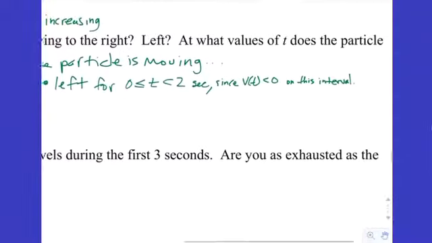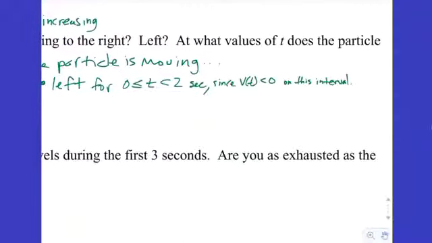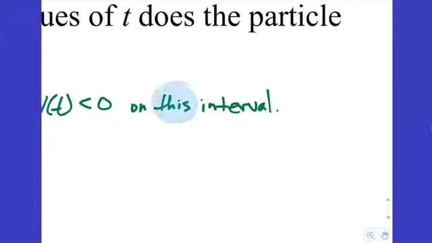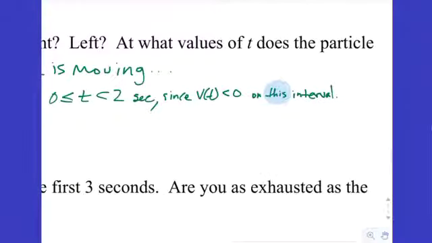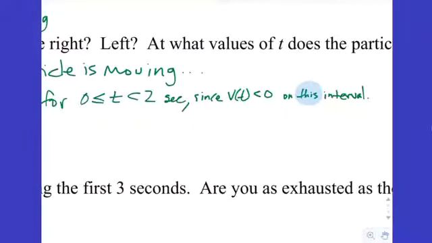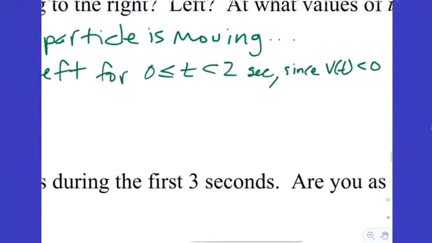That's so important to be able to do that. It's moving left from 0 to 2 seconds, put units, comma, since the velocity is negative on this interval. Now this is a judicious choice of a pronoun. Is there any doubt as to what the antecedent of this is in this sentence? This interval clearly refers back to that one there. You don't want to get in the habit of using pronouns, though. Okay? It's kind of a dangerous thing here.